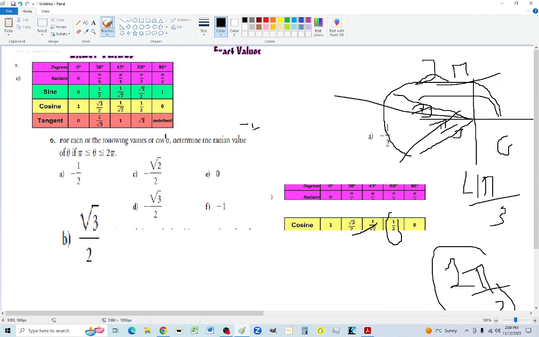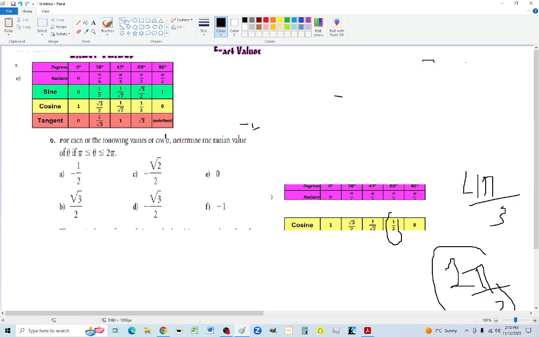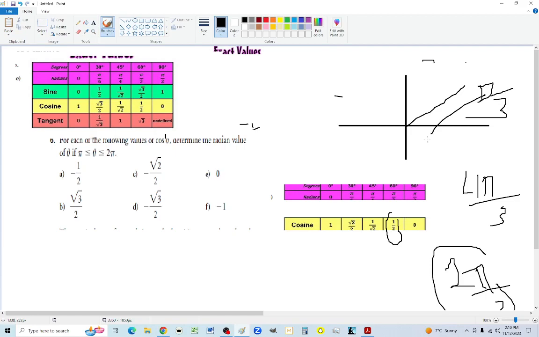Here it is here. And that's with pi over 6, which is 30 degrees. And this time it's positive. So let's go to our CAST system. Where's cosine positive? In quadrant 4 and quadrant 1. Here and here, which means I have to find pi over 6 in quadrant 1, which is always easy. It's always the exact acute angle. Oh, and it's pi over 6, sorry.